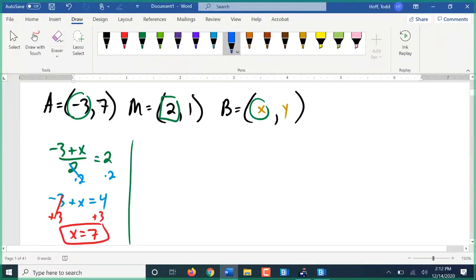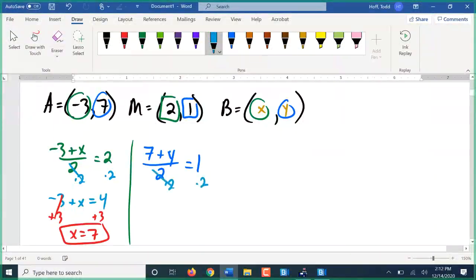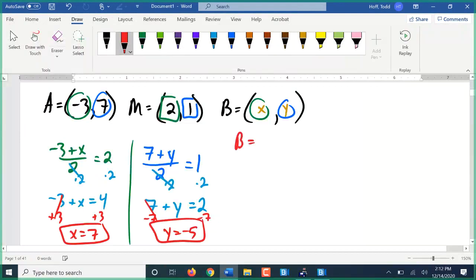For y, I have y coordinates of 7 and y. I add them together, 7 plus y, and I divide by 2 to give myself the y coordinate of the midpoint, which is 1. So 7 plus y over 2 equals 1. I solve that by multiplying by 2 first to get 7 plus y equals 1 times 2 is 2. And I'll finish solving that by subtracting 7 to get y equals negative 5. So point B is x equals positive 7, y equals negative 5. Any questions there?